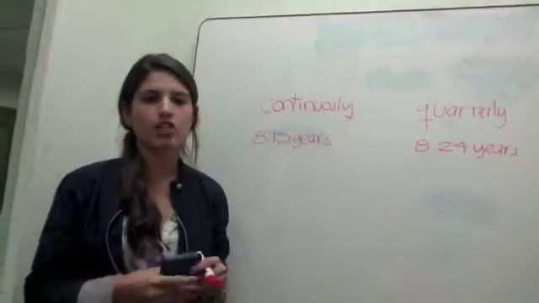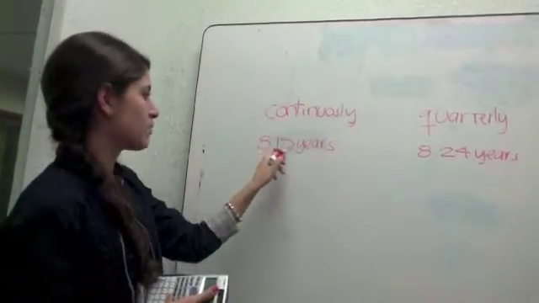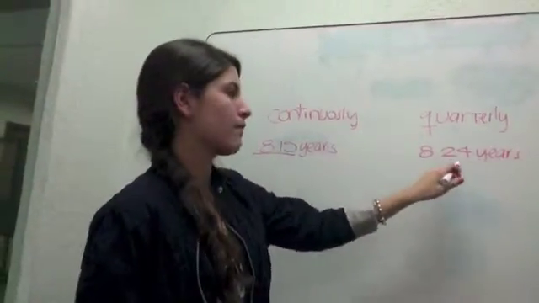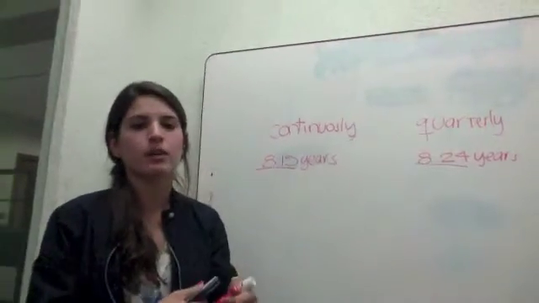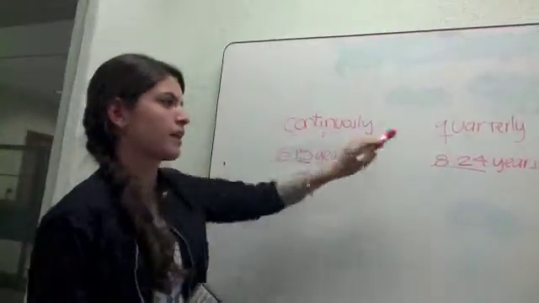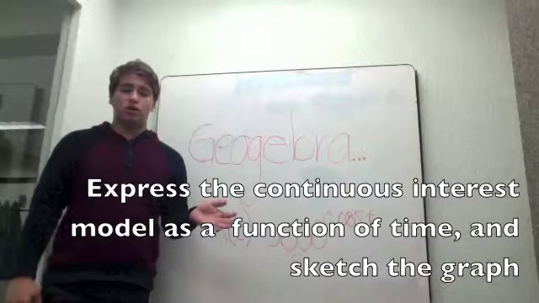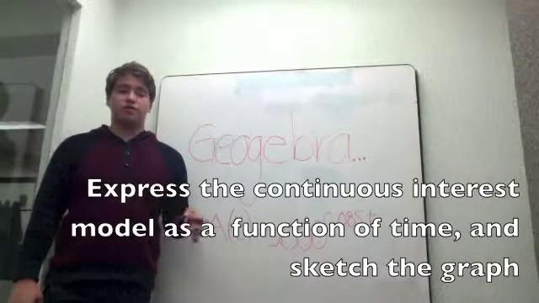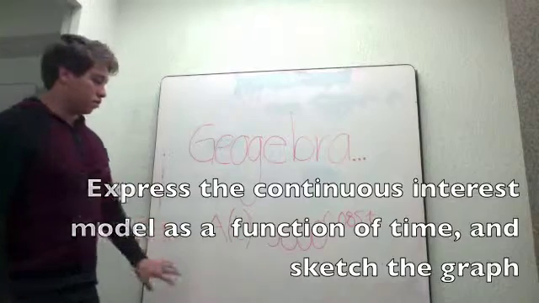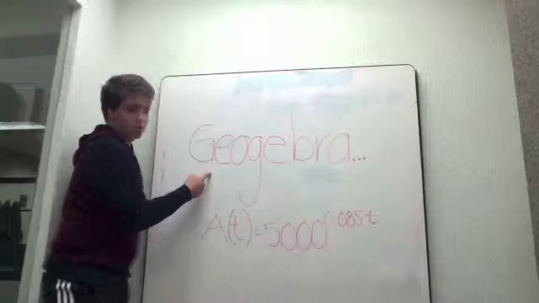So how does the answer to question B change? Compounded continuously we have 8.15 years, and quarterly we have 8.24 years. It changes, but it doesn't change that much. But anyway, it is still better to invest continuously than quarterly. Now we need to sketch the graph to express the continuously compounded interest as a function of time. So we introduce this function in GeoGebra, and then we obtain the graph.